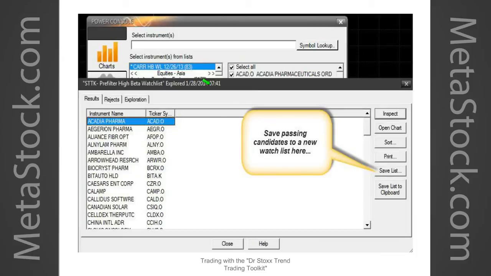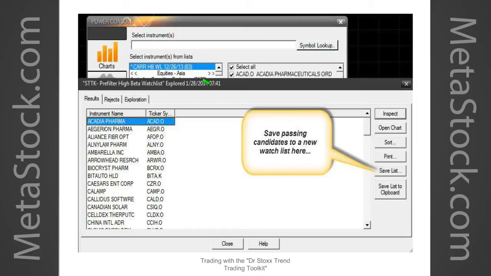And once the exploration has run its course, you're going to come up with a list of excellent trading stocks. I would save those to a watch list that you would name, and then you're set to go. You apply the template, apply one or two of the expert advisories, and you've got a very easy way of highlighting and finding great trading stocks each and every trading day.